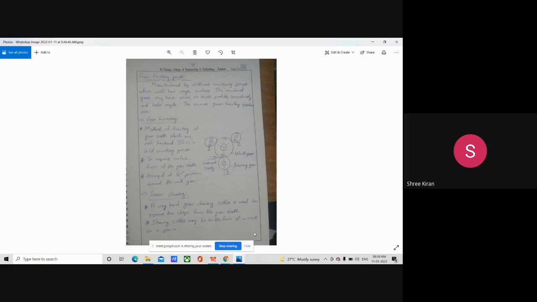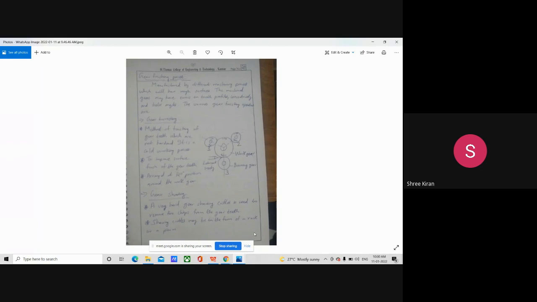It also helps in making various types of teeth according to the purpose. This is what we say.